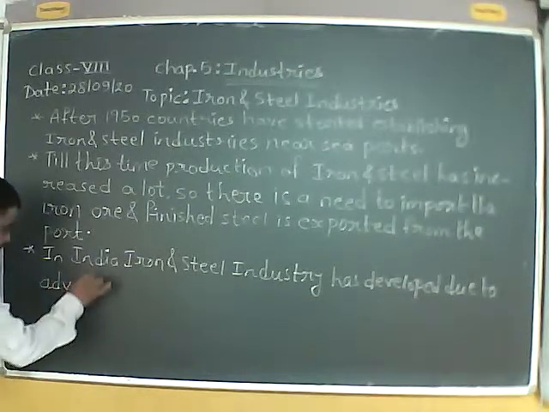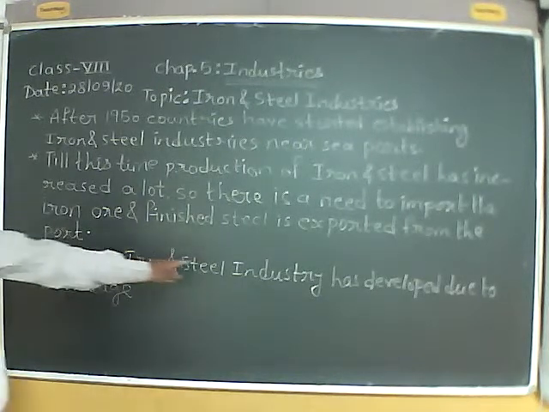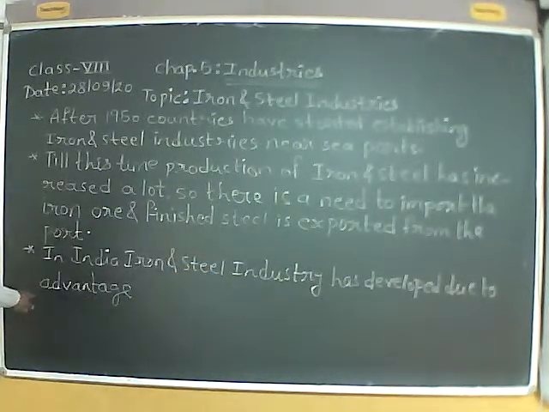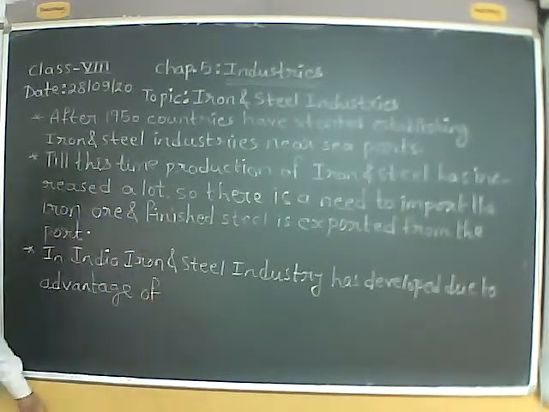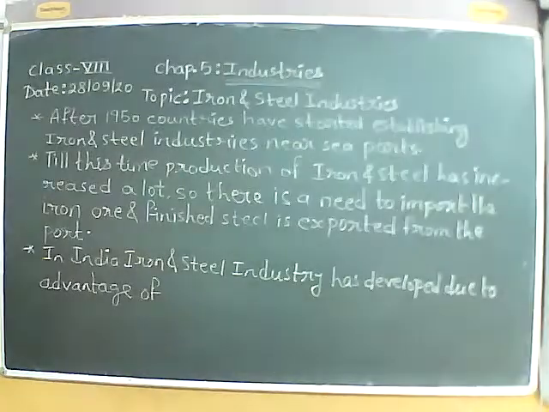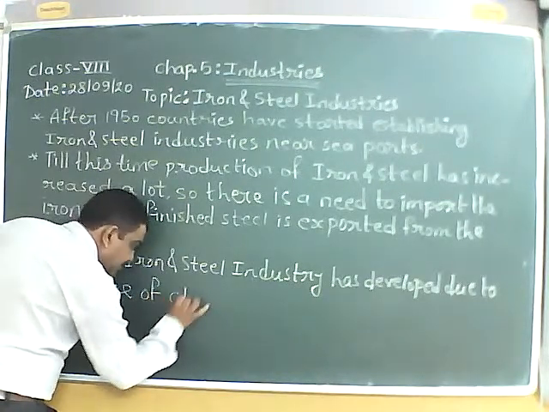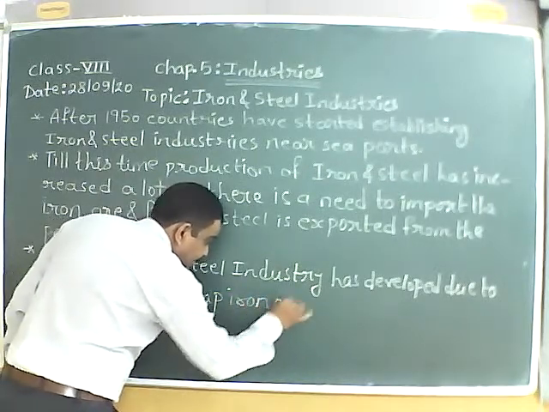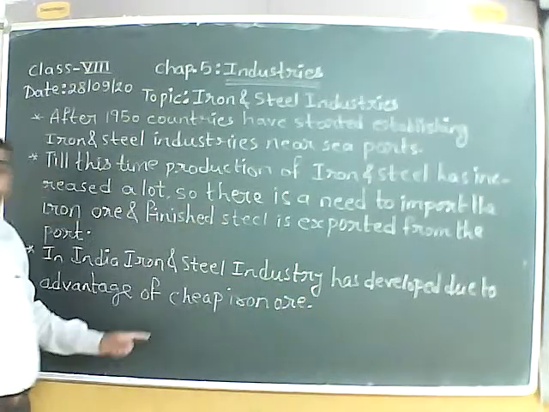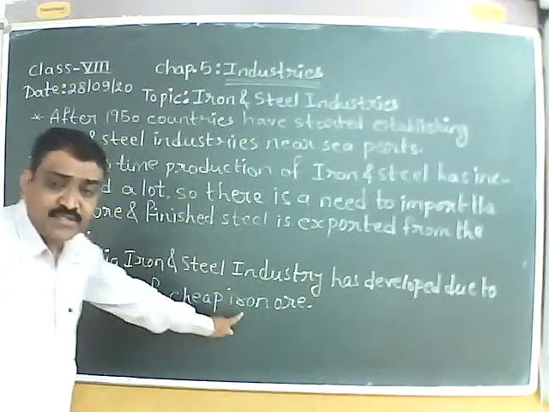advantage of, okay, so in India iron and steel industry has developed due to advantage of, okay, so why iron and steel industry has developed, it has developed due to advantage of cheap iron ore. ठीक है, इंडिया में जो आयरन और स्टील इंडस्ट्री डेवलप हुई, उसका सबसे बड़ा रीजन क्या था, चीप आयरन ओर.